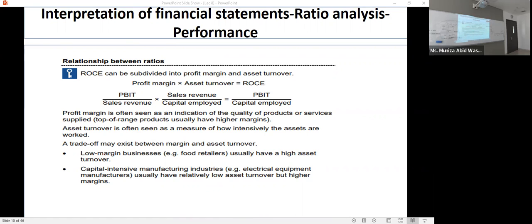Those with the low margins will be having higher net asset turnover. Those with the lesser asset turnover will be having the higher business margins. So that is the difference. So in short, return on capital employed is equal to profit margin multiplied by asset turn.